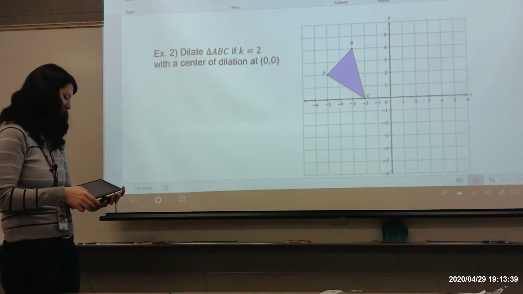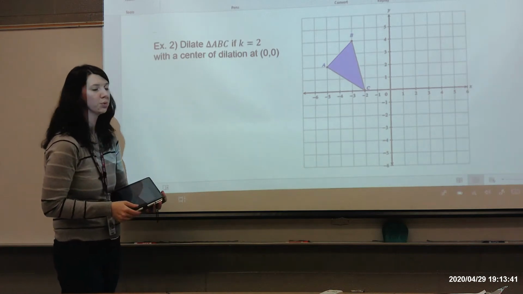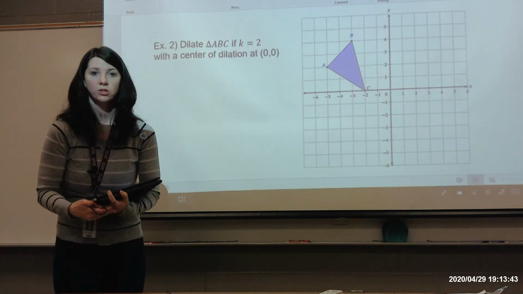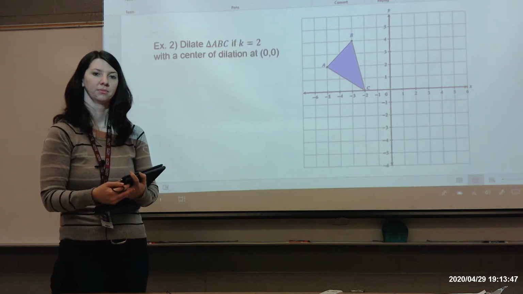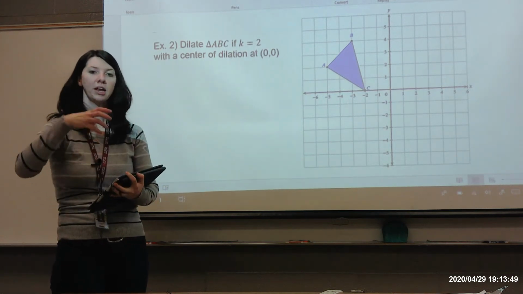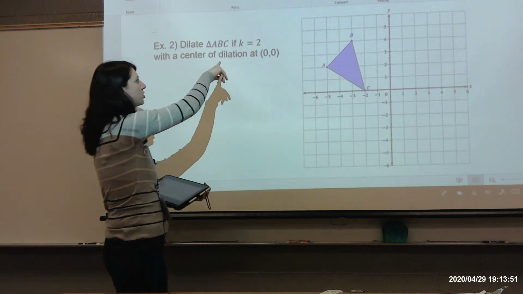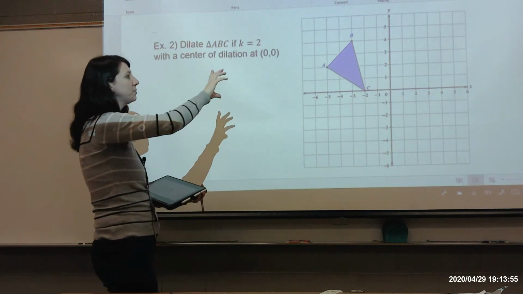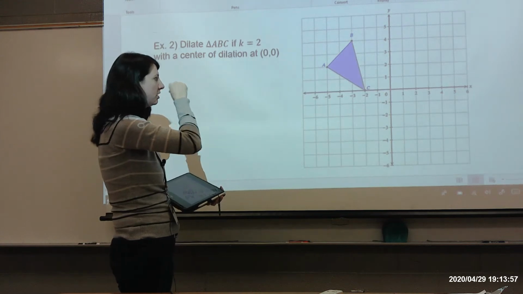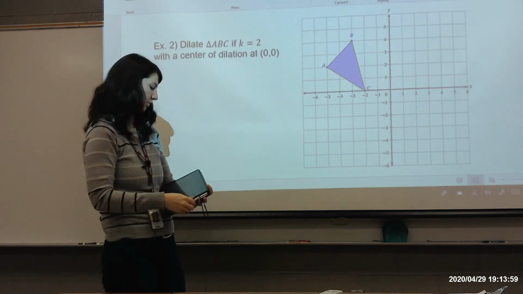Dilate triangle ABC if K is equal to 2. So if my scale factor is equal to 2, would this be an enlargement or a reduction? This would be an enlargement. We're getting bigger because our number is greater than 1. It's like doubling in size. Okay? So it's going to be the same idea here. We're going to take the coordinate points and multiply by 2.